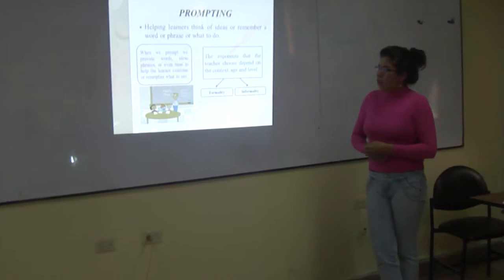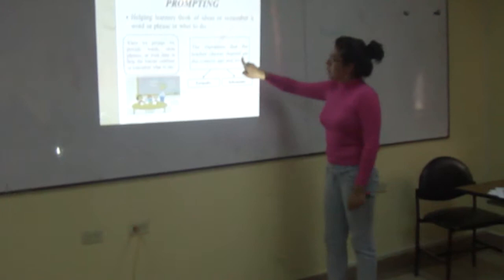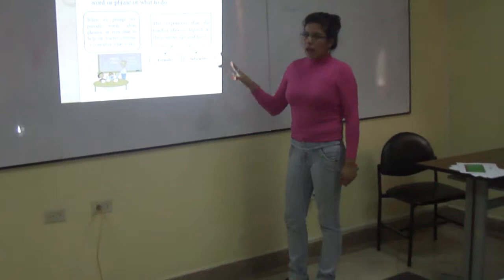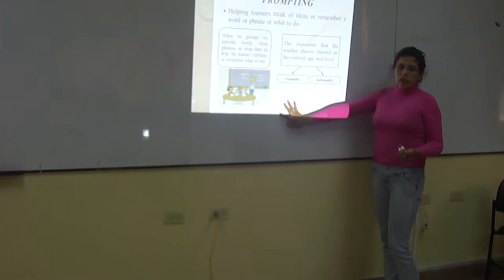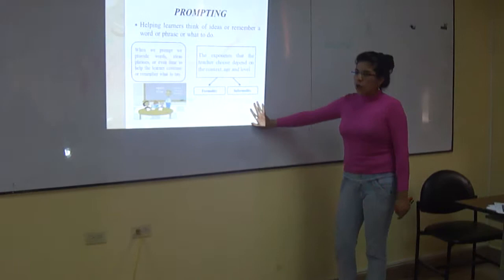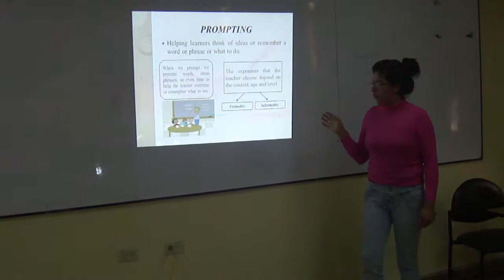The exponents that the teacher chooses depend on the context, age, and level. We have two kinds of exponents, for example, formality and informality. Formality is when the teacher calls someone Mr. Hurtado; informality could be when the teacher says, Gabby, please answer. You can notice the difference between formality and informality.